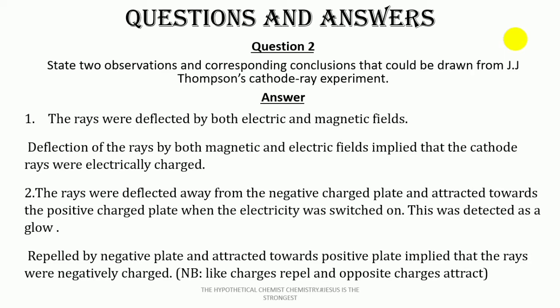The second observation is that the rays were deflected away from the negatively charged plate but attracted to the positively charged plate when the electric and the magnetic fields were on, and it was detected in the form of a glow. Its corresponding conclusion is that being repelled by the negative plate and attracted towards the positive plate implies that they were negatively charged, or they were carrying negative charges. So I want you to take note that like charges repel and unlike or opposite charges attract each other.